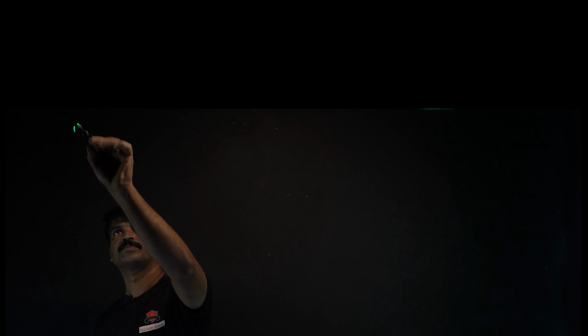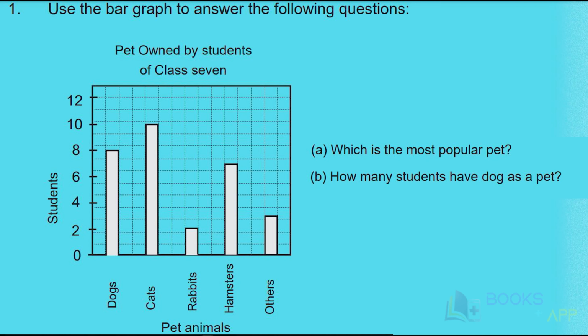Question number 1. Use the bar graph to answer the following questions. Pets owned by students of class 7 are given. You see, the number of students is represented on the y-axis, and the pets, the dogs, cats, rabbits, etc., are represented on the x-axis. Okay, now let us look at the question. First question, which is the most popular pet?